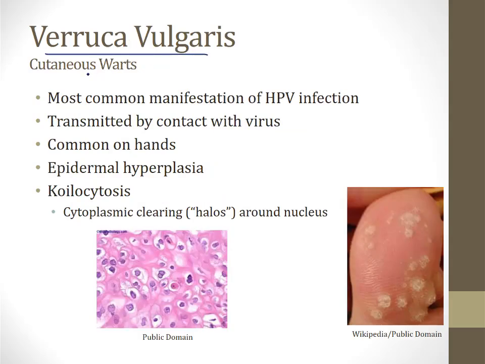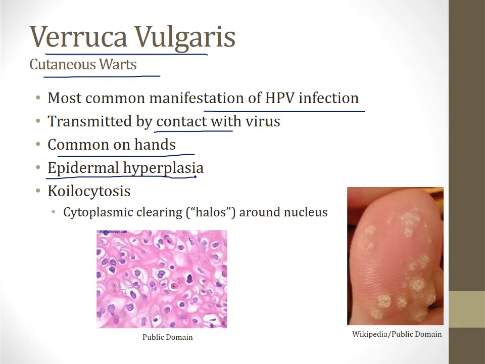So verruca vulgaris or cutaneous warts are the most common manifestation of human papillomavirus infection. The virus is transmitted by contact, and for this reason these warts are common on the hands because we tend to touch things with our hands and sometimes we come in contact with the human papillomavirus. Once you have that virus in your skin, it leads to epidermal hyperplasia. That's what causes the warts. This is a picture of a person with a number of warts on their thumb, and you can see all these areas where the epidermis is undergoing hyperplasia. That's what is giving the appearance of the warts.